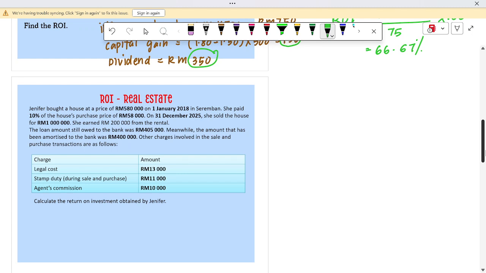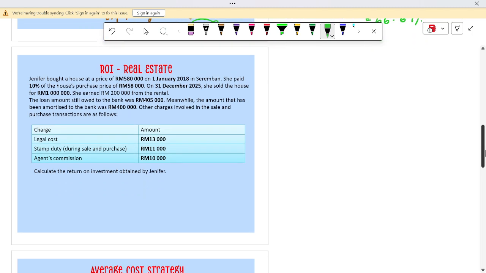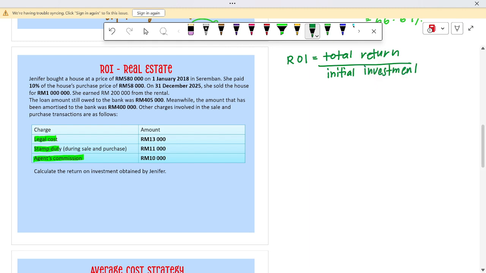So real estate, there are a few things that you need to consider. So when you are buying a property or you're buying a commercial unit, a housing loan, okay, there will be a few charges, legal costs, something that you need to spend, stamp duty, agent's commission, and so on. Okay, so we are going to still use the same formula, ROI equals total return over initial investment times 100. Okay, so here to calculate your total return, let's read the question.